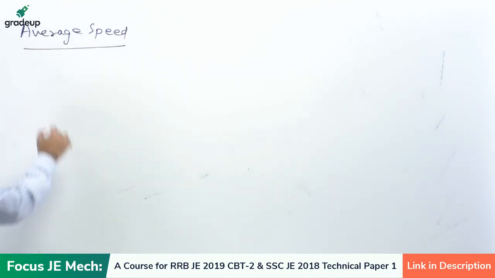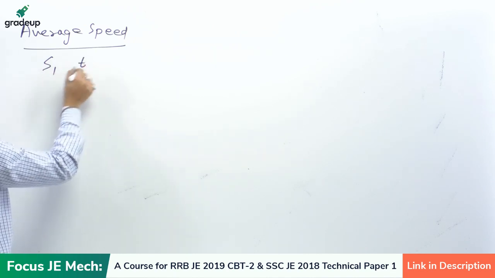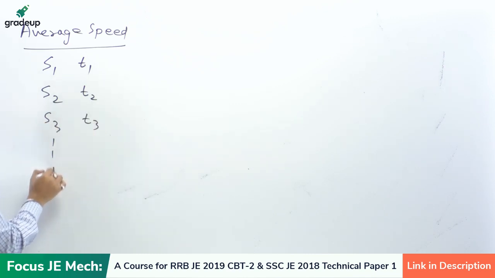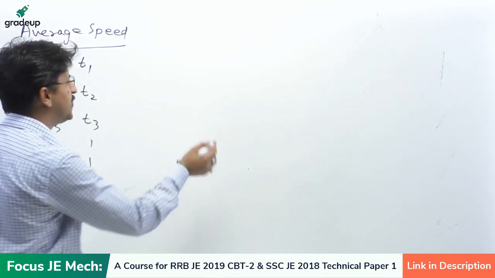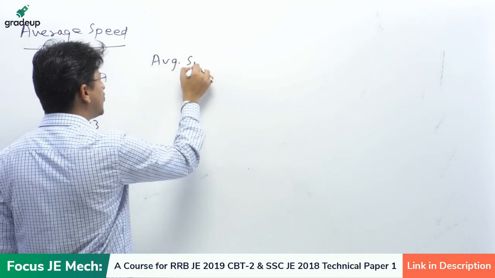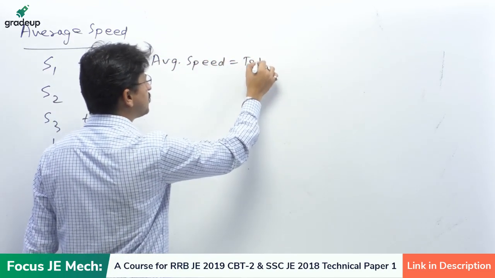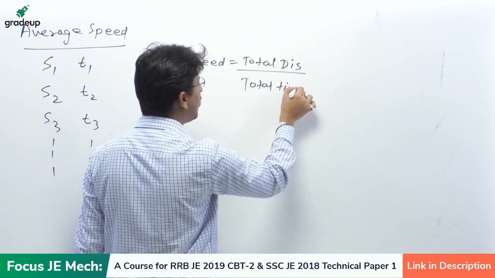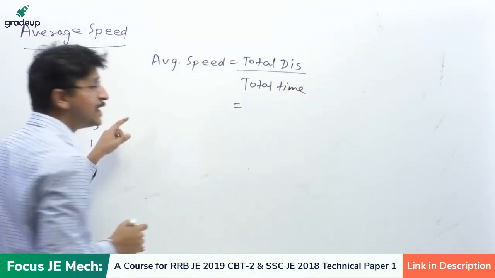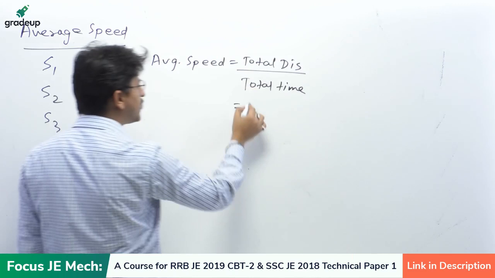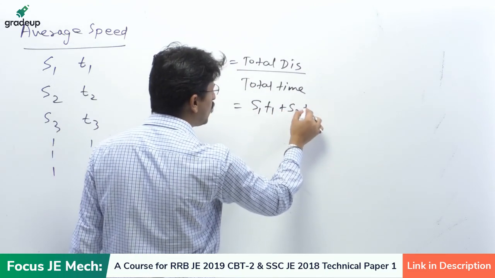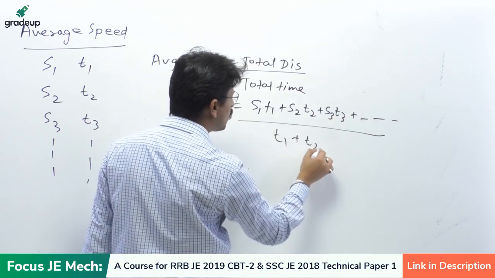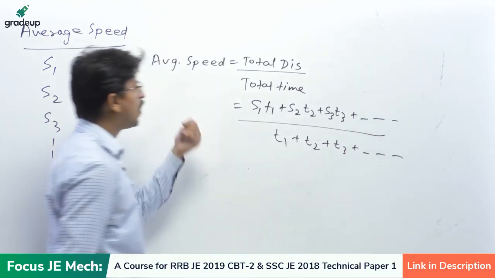Average speed is, suppose there is a body traveling with a speed of S1 for T1 time, S2 for T2 time, S3 for T3 time, and so on. So its average speed is given by total distance upon total time taken. You know, distance is speed into time. So total distance will be S1T1 plus S2T2 plus S3T3 and so on, and total time will be T1 plus T2 plus T3 and so on. This is how you get your average speed.